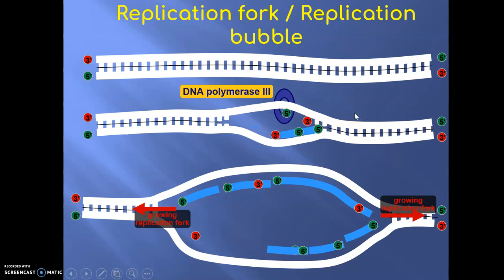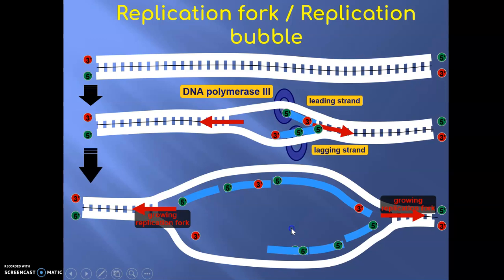So here is where we can get kind of like the replication fork or replication bubble that ends up happening. So this is the process of it all coming through and creating that bubble because it widens out. Here you can see the leading and then the lagging strand. Okay, here we go.